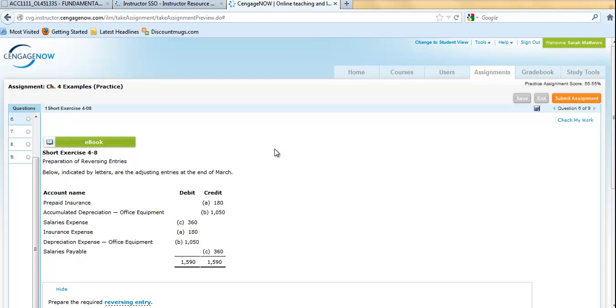In this example, we're going to look at the preparation of reversing entries. So reversing entries are kind of like what they sound like. They're entries that you're going to do backwards from what you did before.